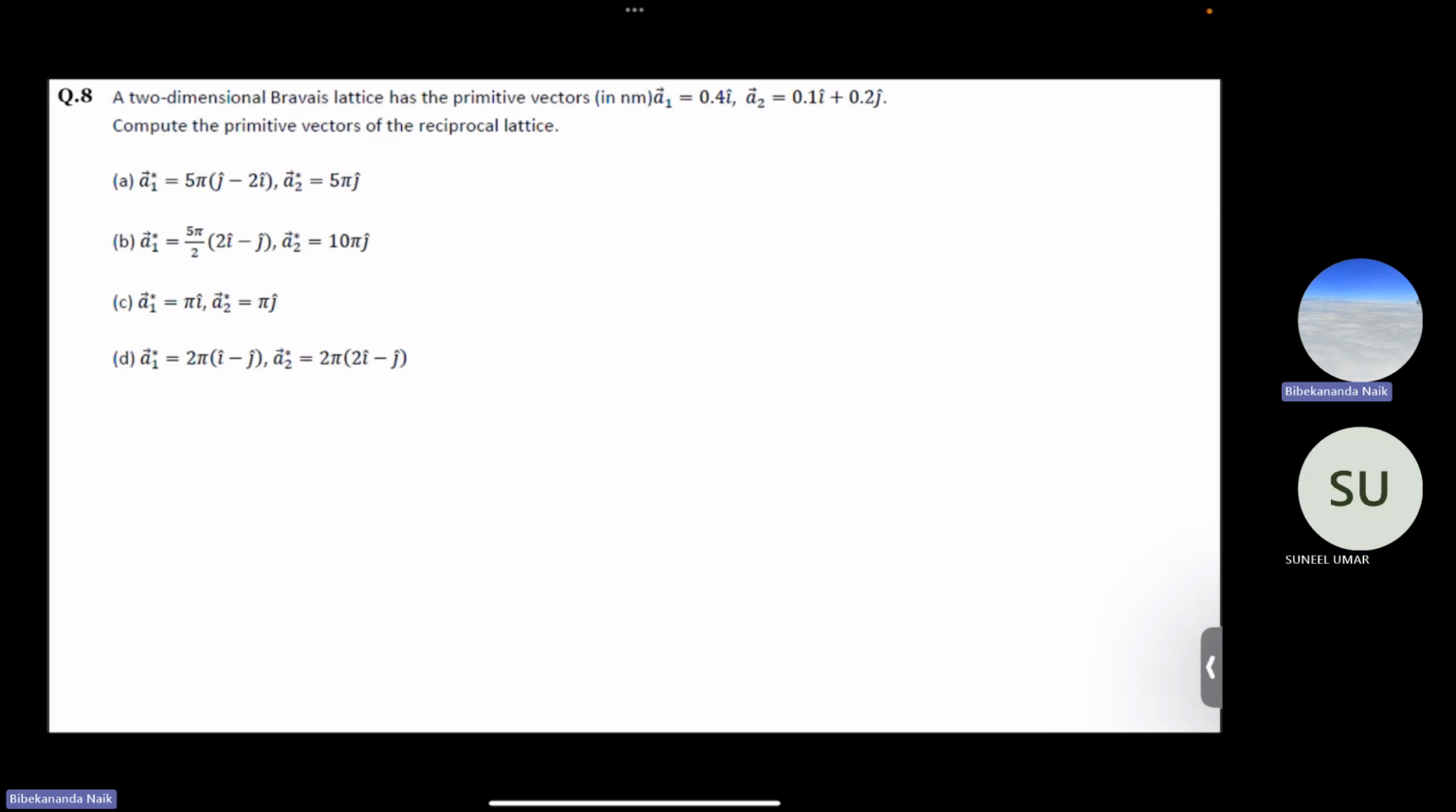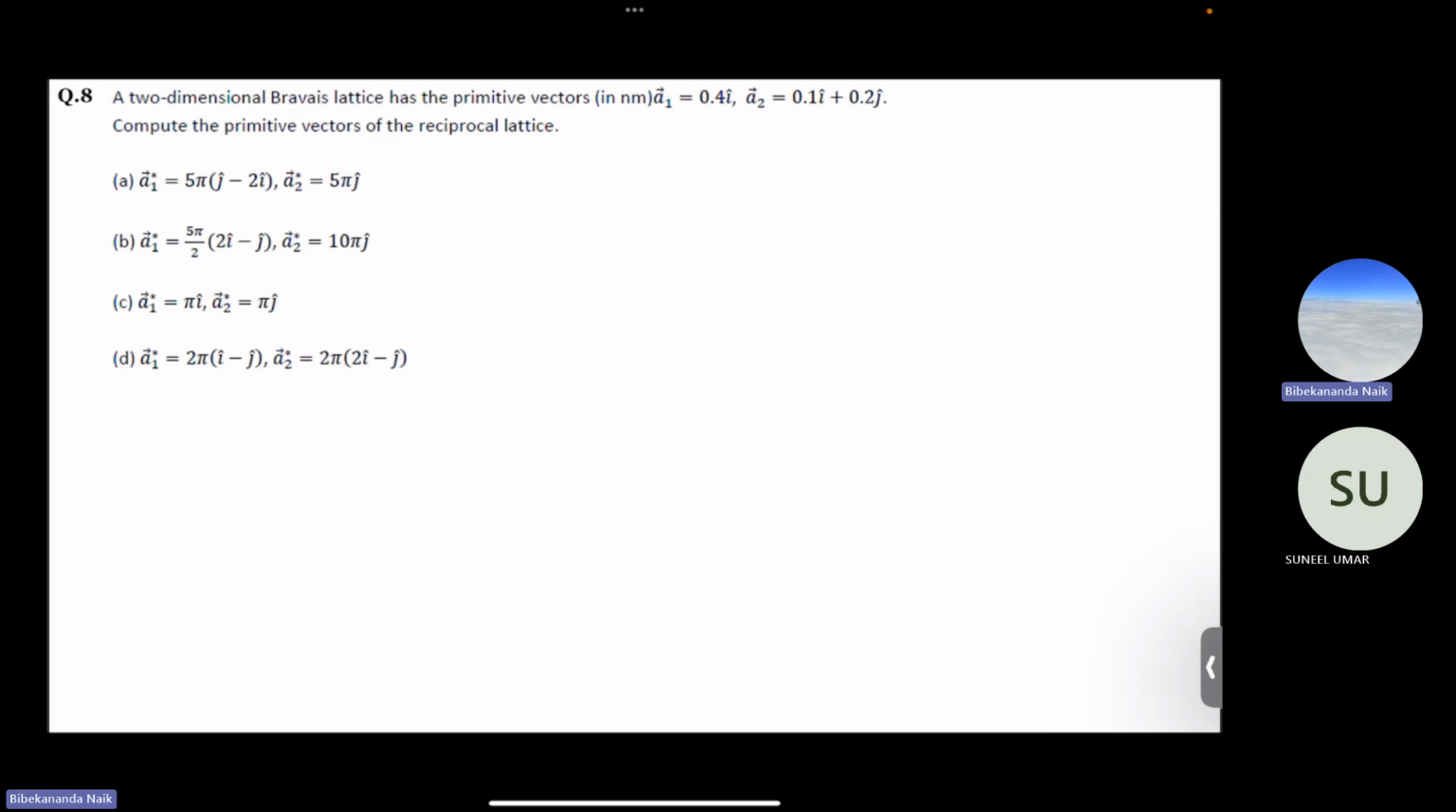Then we will move to the next question. All the questions that I will be doing are again based on the same formulas, but earlier there were some expressions, and here there are numerical values in place of a1x, a2x, a1y, a2y. The question says a two-dimensional Bravais lattice has the primitive vectors in nanometer: A1 vector is 0.4 I cap, A2 vector is 0.1 I cap plus 0.2 J cap. Compute the primitive vectors of the reciprocal lattice.